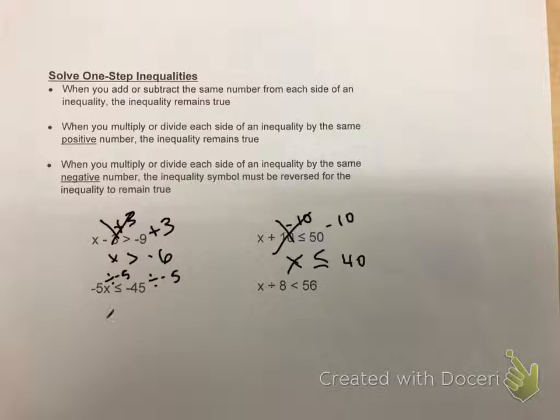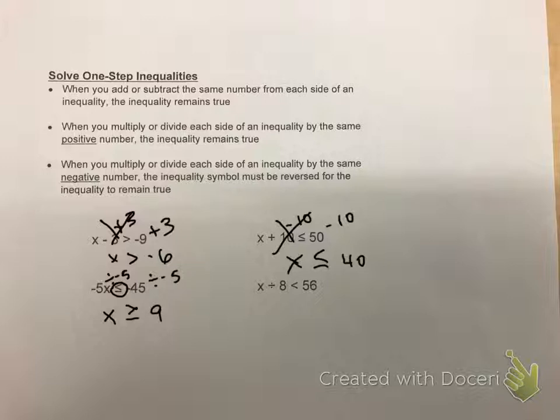So we are left with just x, because negative 5 divided by negative 5 is 1. And negative 45 divided by negative 5 is 9. But we've got to flip this sign like so. That's what makes the inequality true. If you were to plug 9 back in here, and anything greater than 9, that's what's going to make that inequality stay true. So we have x is greater than or equal to 9.